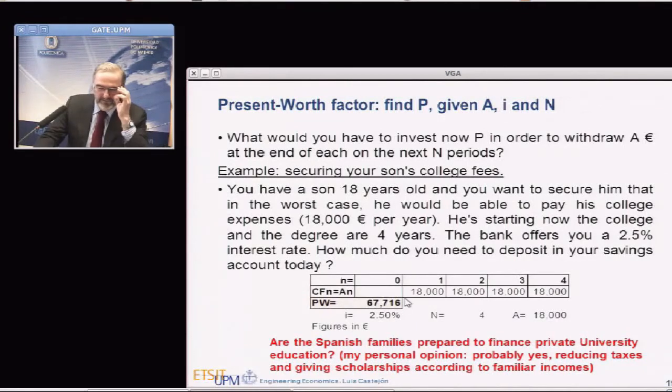Okay, that's a reflection outside of the main lecture. Are the Spanish families prepared to finance private university education? That's quite a current discussion theme. That's a big amount of money, which probably nobody, or just a few families, have.